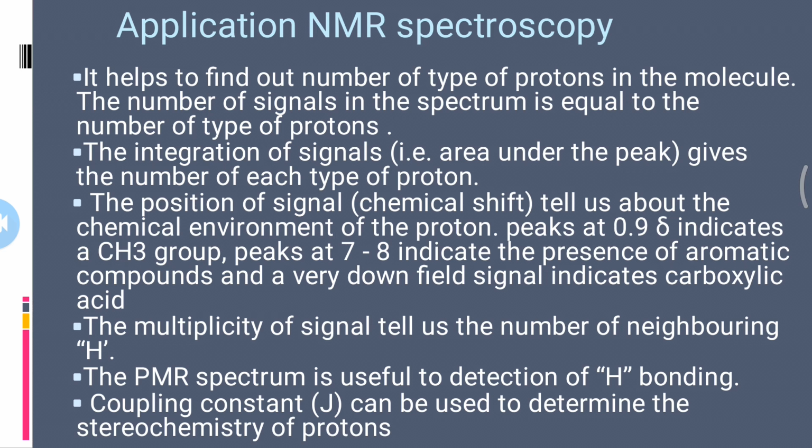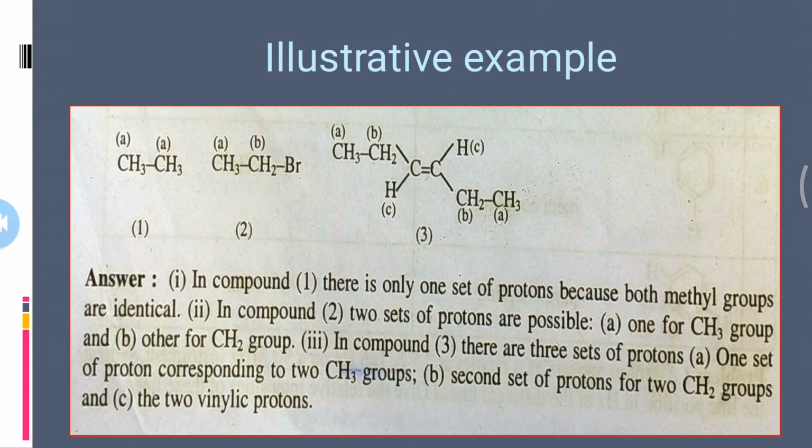Similarly, the PMR spectrum is useful for detection of hydrogen bonding. If hydrogen bonding is present and the hydrogen is replaced by deuterium, then the hydrogen bonding signal disappears. It indicates the use for detection of hydrogen bonding. Then the coupling constant, represented by J, can be used to determine the stereochemistry of protons. So these are the applications of NMR spectroscopy.